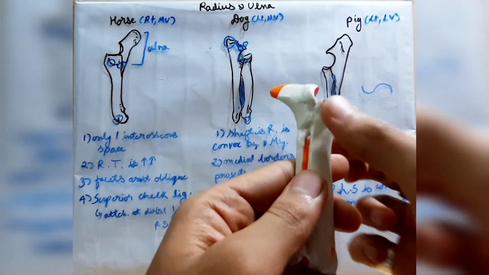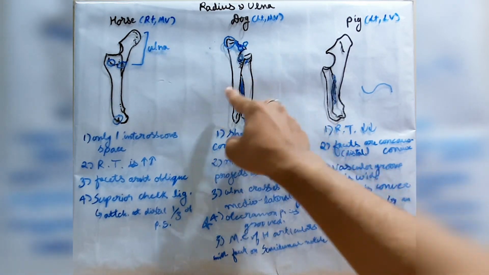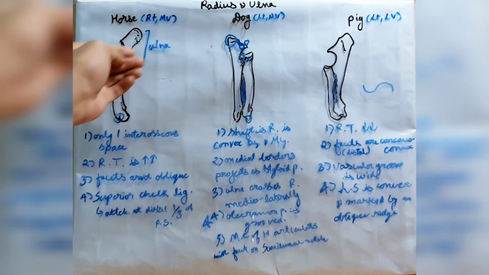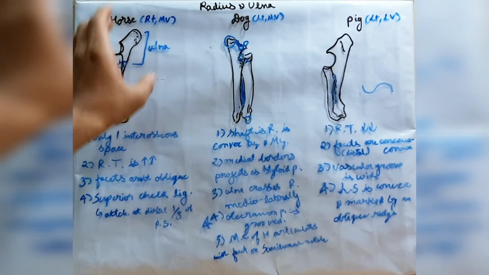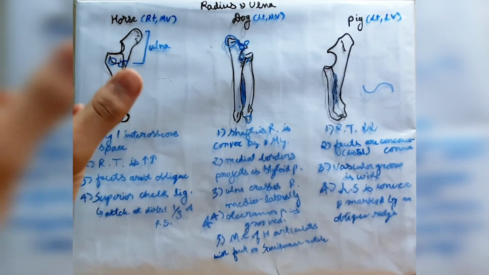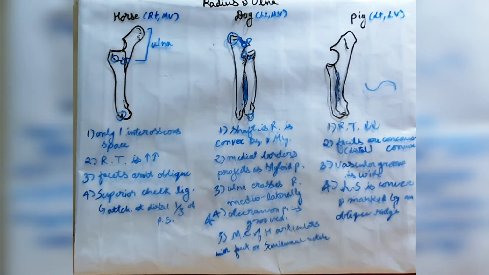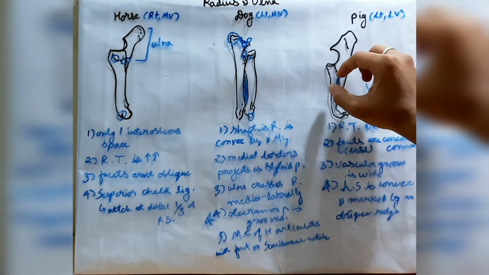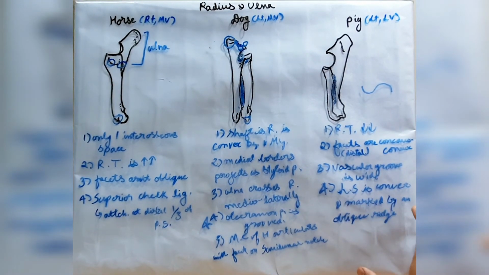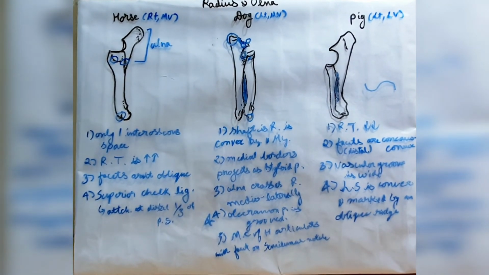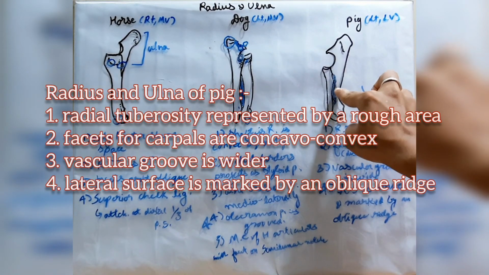So in case of ox, see, radius is much more massive as compared to the ulna. In case of dog, the radius is massive when compared to the ulna. In case of horse, the difference is actually like 10 times. You can say that ulna is very small, very less developed, radius is very well developed, very large. But in case of pig, it is inverse. Radius is well developed, but it is much smaller, much more delicate when compared with the ulna. Ulna is very big, very massive. So the lateral surface is much more convex and it is marked by an oblique ridge. You will have an oblique ridge down here.